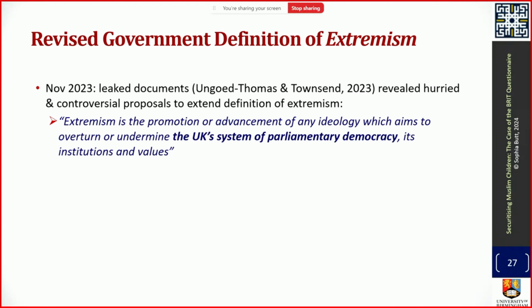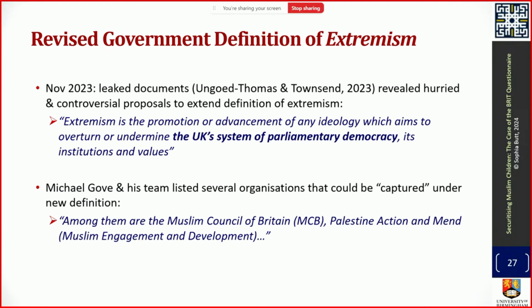So it's extending beyond fundamental British values to the UK system of parliamentary democracy. But this document also stated, and this was developed by Michael Gove and his team, it listed various organisations which it said could be captured with the new definition. It said among them are the Muslim Council of Britain, Palestine Action, and MEND, Muslim Engagement and Development. And this definition, which was leaked in November, came into law in March of this year.